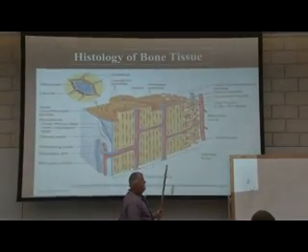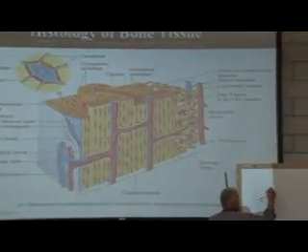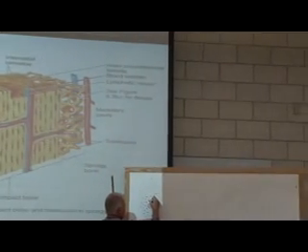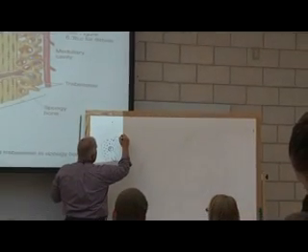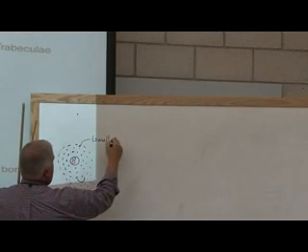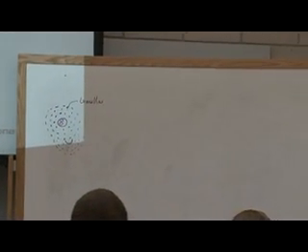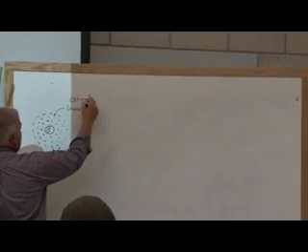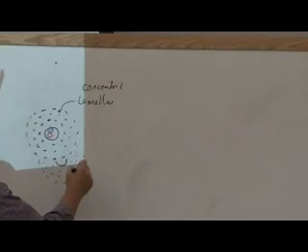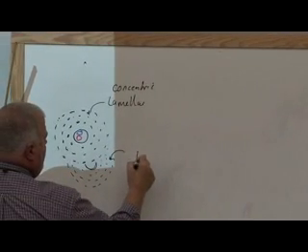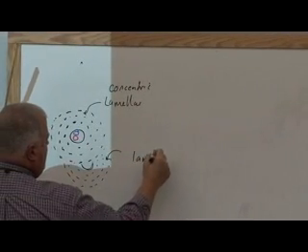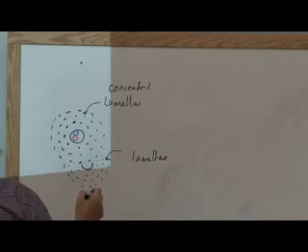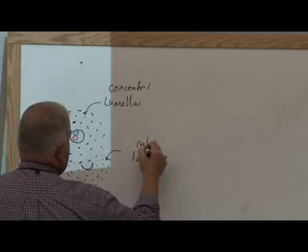So the word lamellae is a reference to where the matrix is actually found. Okay. And so around Haversian canals, it's concentric lamellae. And this is still lamellae where the matrix is found. But when we have little fragments, that's when we use the word interstitial lamellae.